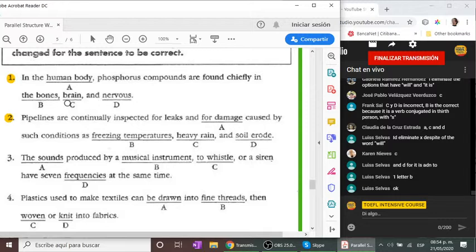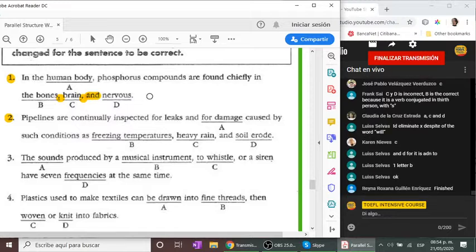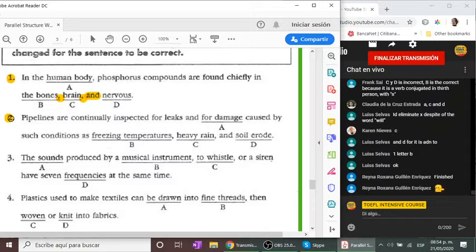Look at the commas. But this is harder. This is a harder exercise. All right. But look at the commas. Punctuation, very important in this exercise. And when I read them to you, listen to my pause in the commas. I'm going to read it again. In the human body, phosphorus compounds are found chiefly in the bones, brain, and nervous. So you have to eliminate the underlined word that needs to go. That is incorrect.